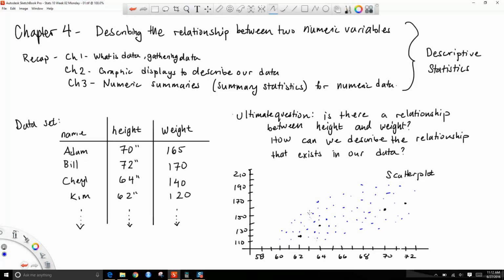We can ask a question: is there an overall relationship between height and weight? What would you guys say? Well, generally speaking, people who have high height will have high weight. And in general, people who have low height will also have low weight. So we can say the general trend is that high height goes with high weight, and low height goes with low weight. In general, people who are short will weigh less than people who are tall.